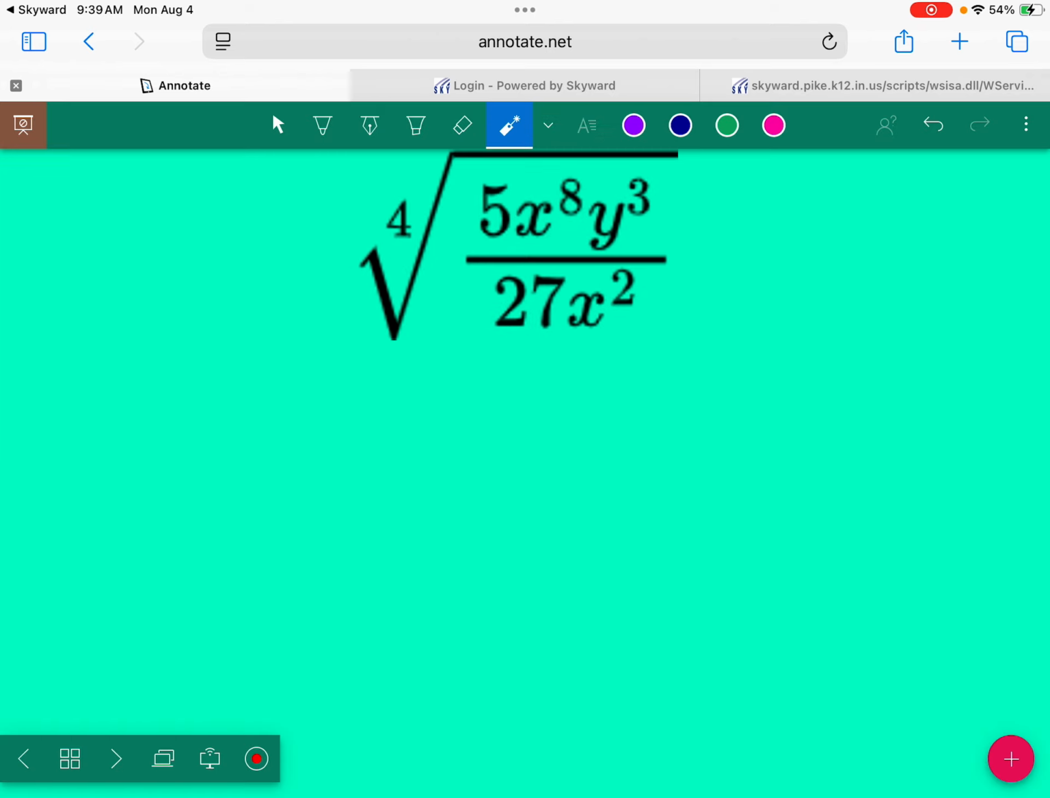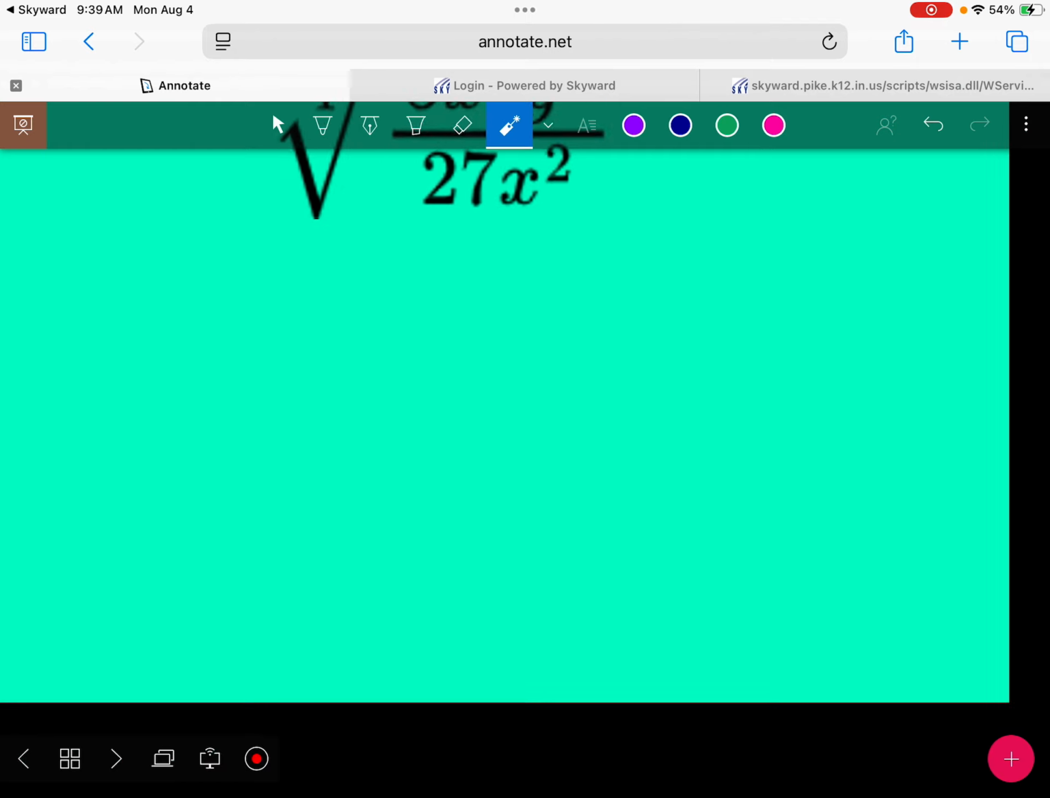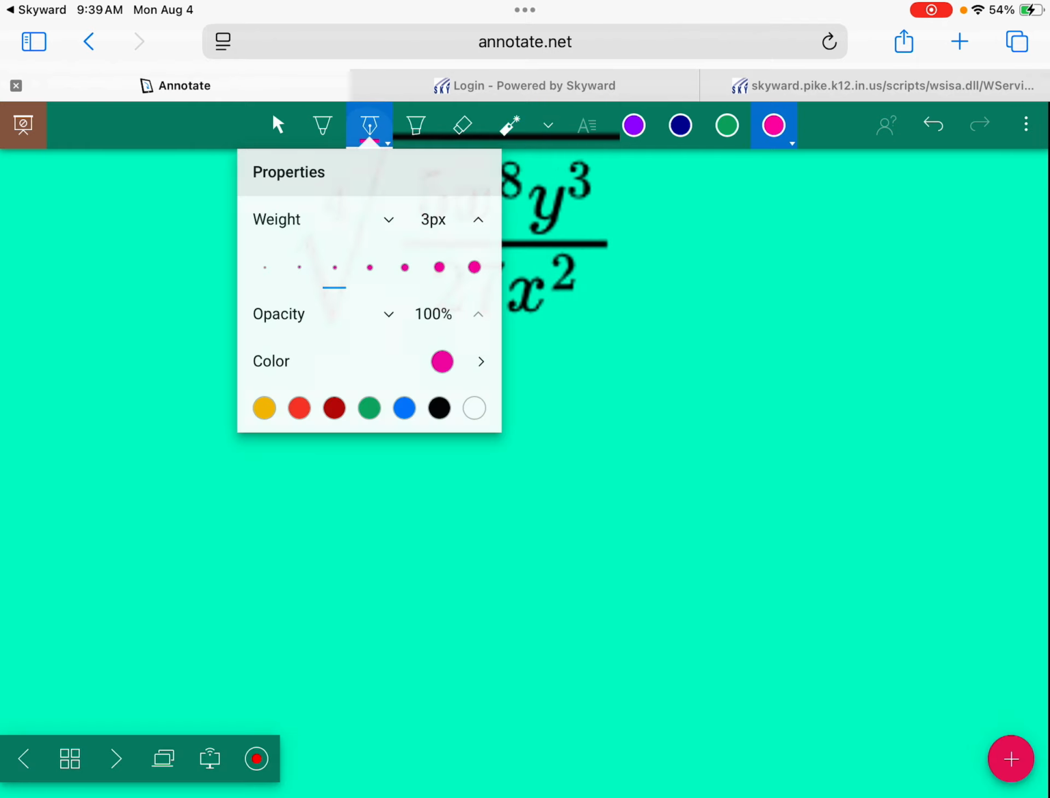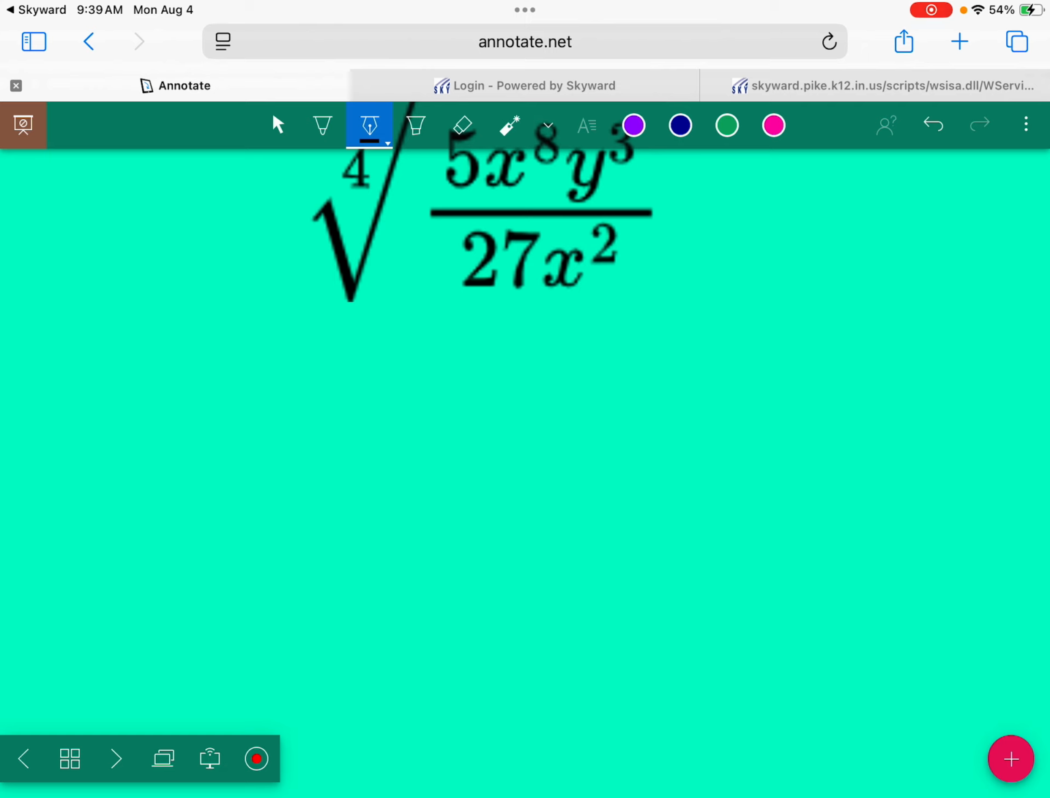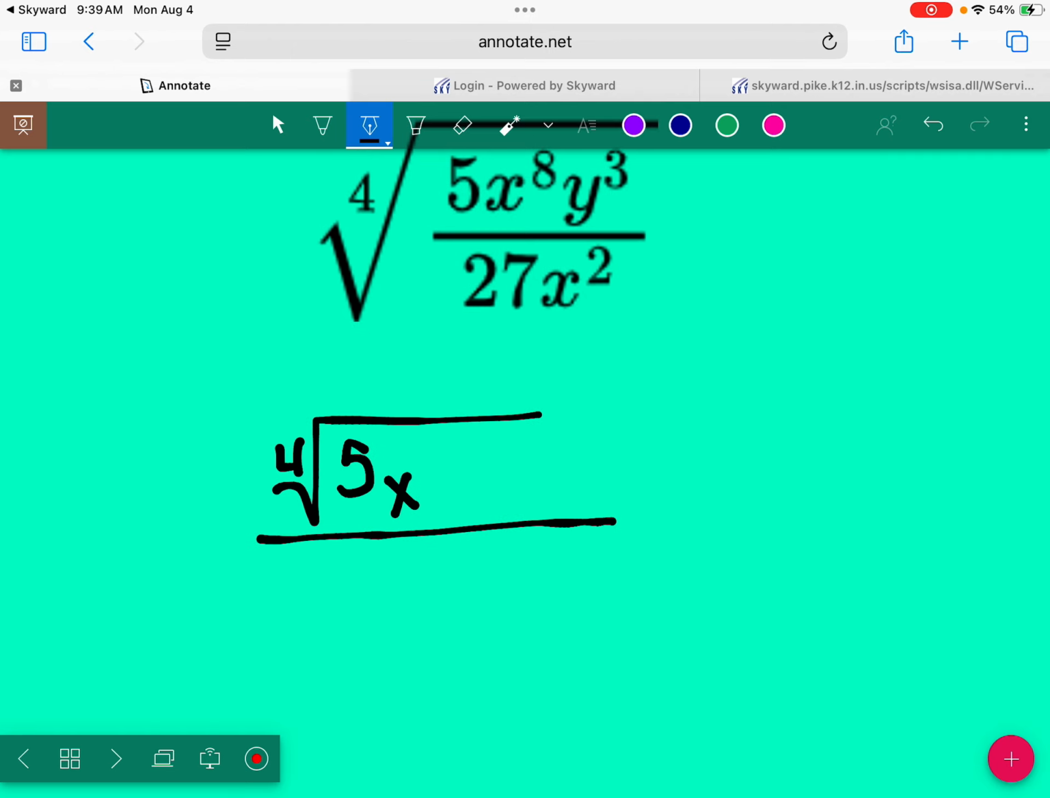All right, so then the one on the right, we've got the fourth root of 5x to the 8th y cubed over 27x squared. So first thing I'm going to do is split my fraction up into two separate roots. Our numerator, we've got the fourth root of 5x to the 8th y to the 3rd, and our denominator, the fourth root of 27x squared.